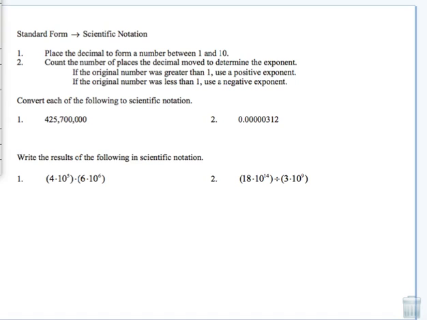So here, if I take this and I bring it in, I'm going to bring it in to where the number is between 1 and 10, which means that decimal point needs to land right here between the 4 and the 2.